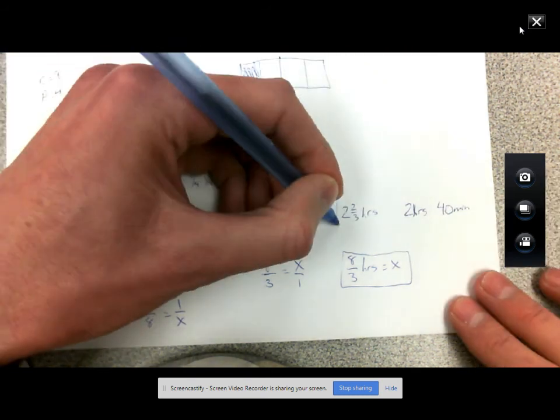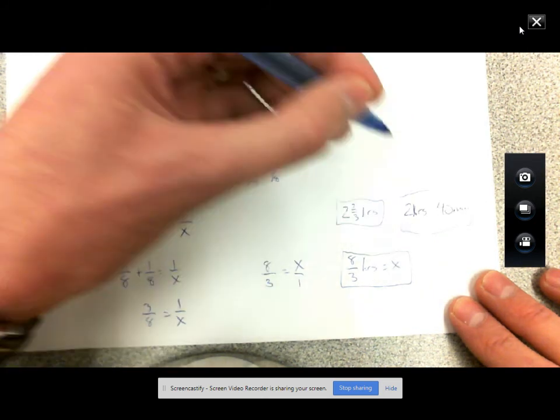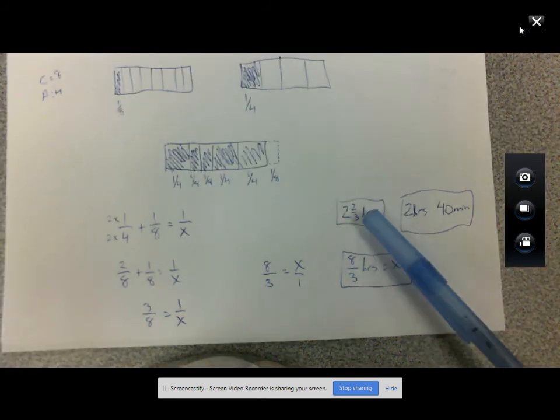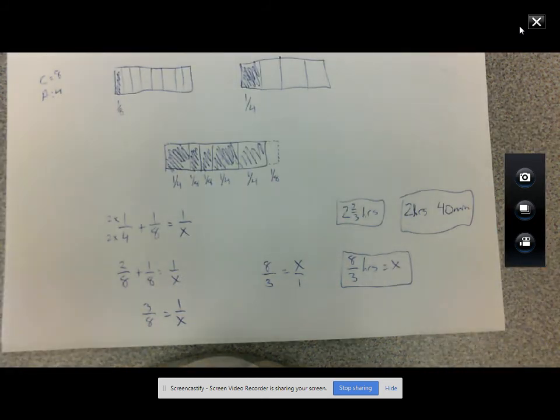All of these are correct. If you answered this problem in any of these three ways, I will accept that as a correct answer. 8/3 hours is correct. 2 2/3 hours is correct. 2 hours and 40 minutes is correct. Any of those are fine. You do, however, need to label. That is important. 8/3 minutes is different than 8/3 hours, is different than 8/3 miles. If you say they painted it in 8/3 miles, that's wrong. So I do need a label on these real world situations.